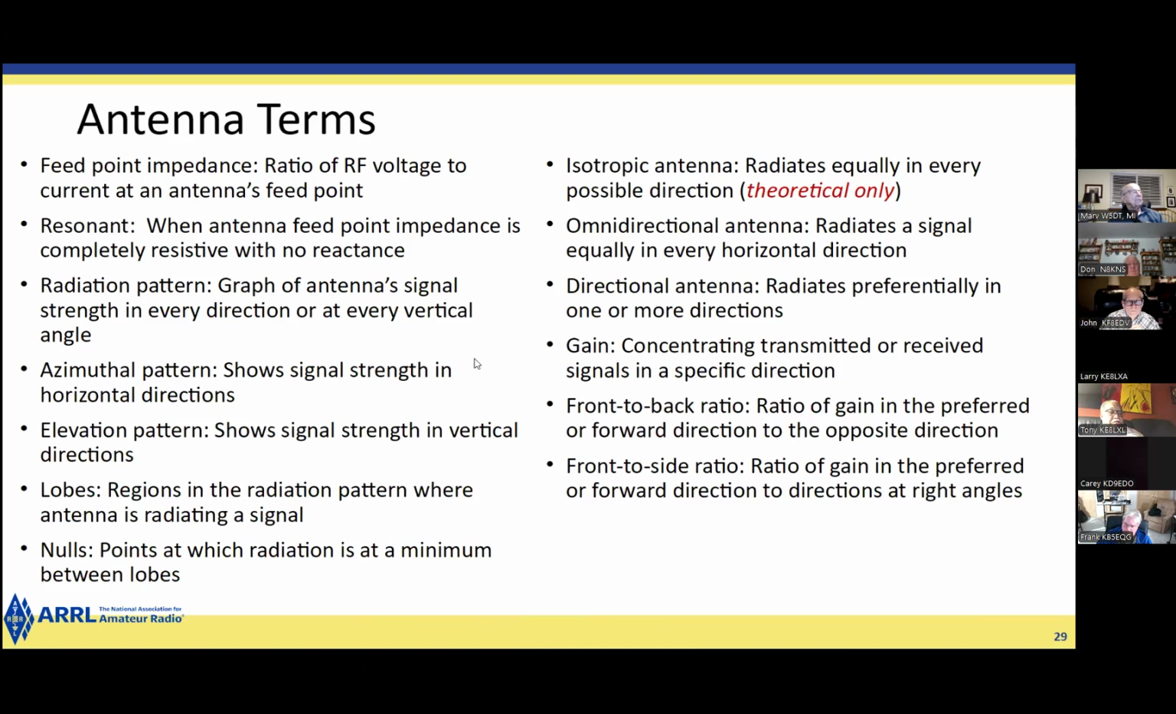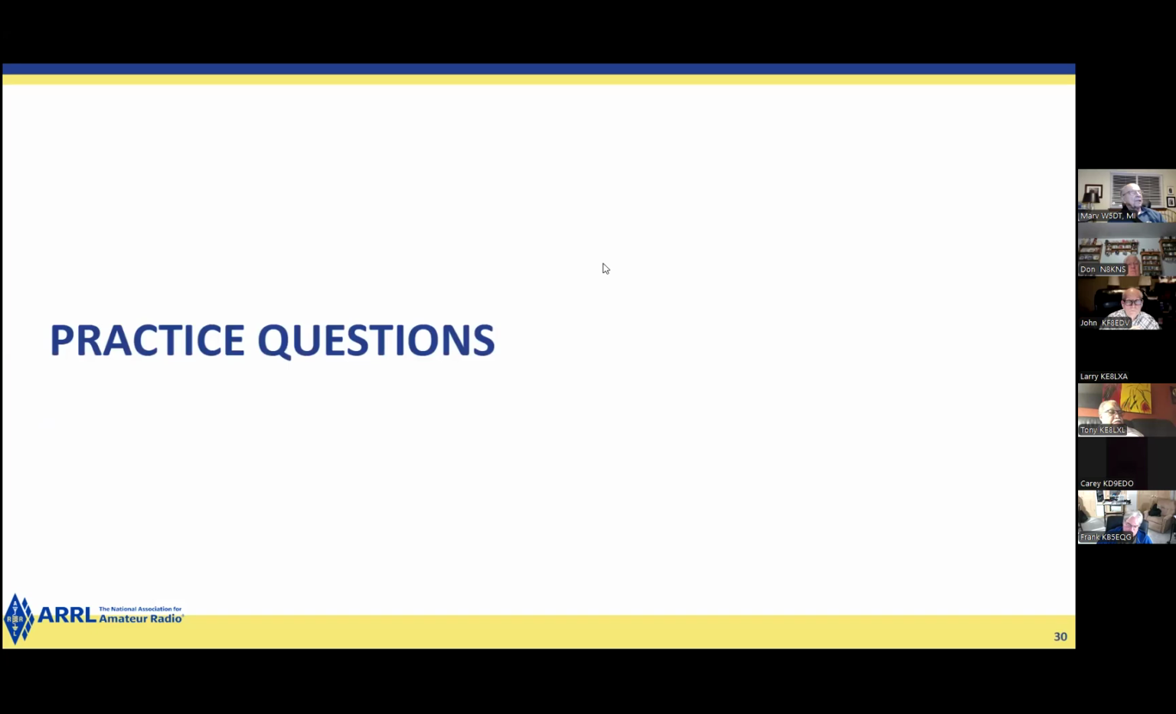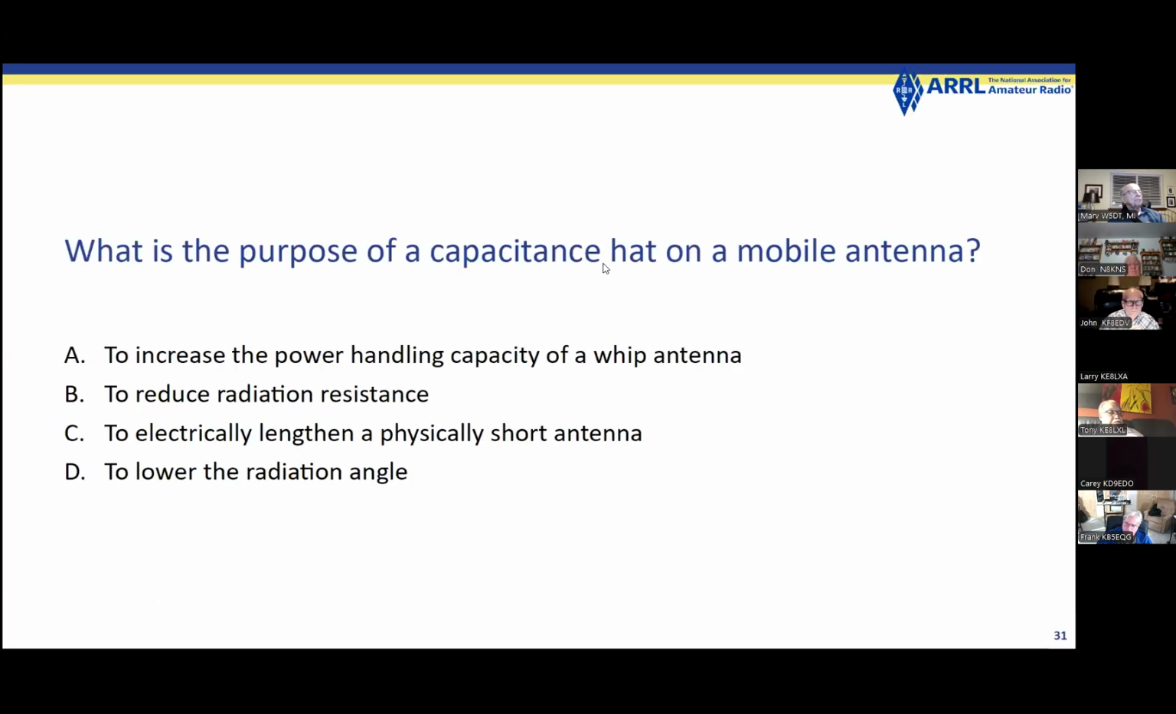Here's some antenna terms that you've probably read in your book. So let's get into some practice questions. What is the purpose of a capacitance hat on a mobile antenna? A, to increase the power handling capacity of a whip antenna; B, to reduce radiation resistance; C, to electrically lengthen a physically short antenna; D, to lower the radiation angle.